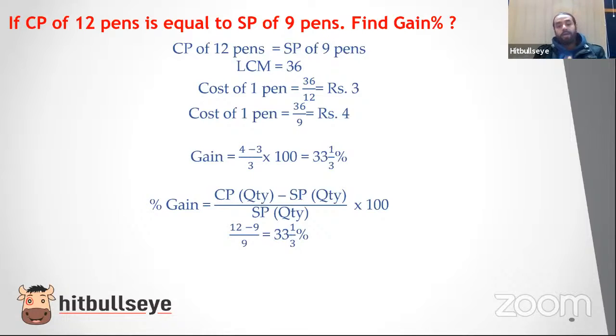Okay, now what I have to do, I'm taking the cost of 1 pen, that will be 36 divided by 12, that is 3 rupees. The cost of 1 pen selling price में अगर मैं देखूंगा तो 36 divided by 9 equals rupees 4. What will be my gain percentage? My gain percentage would be (4 minus 3) upon 3. This was my gain percentage because मेरी selling price ज्यादा थी। (4 minus 3) upon cost price, मेरी 3 है, multiplied by 100 equals 33 1/3%.